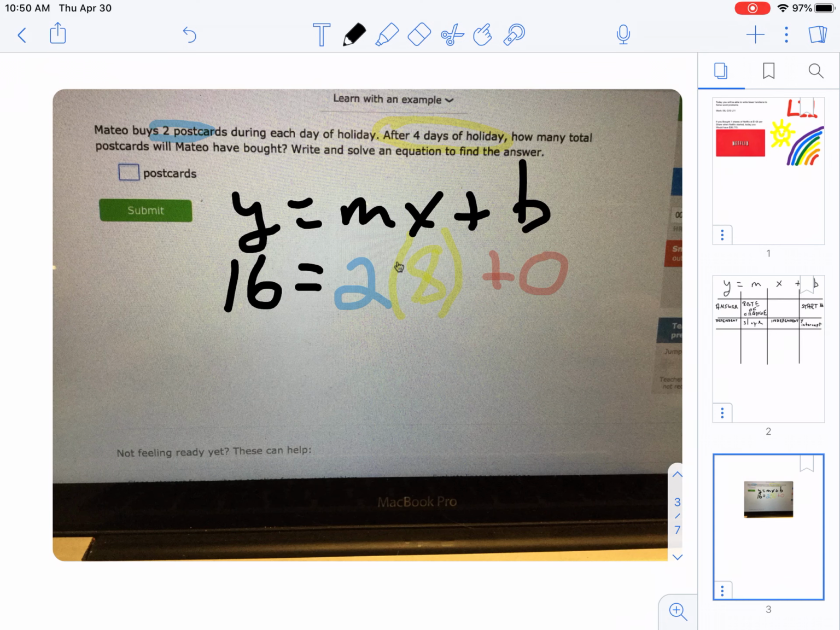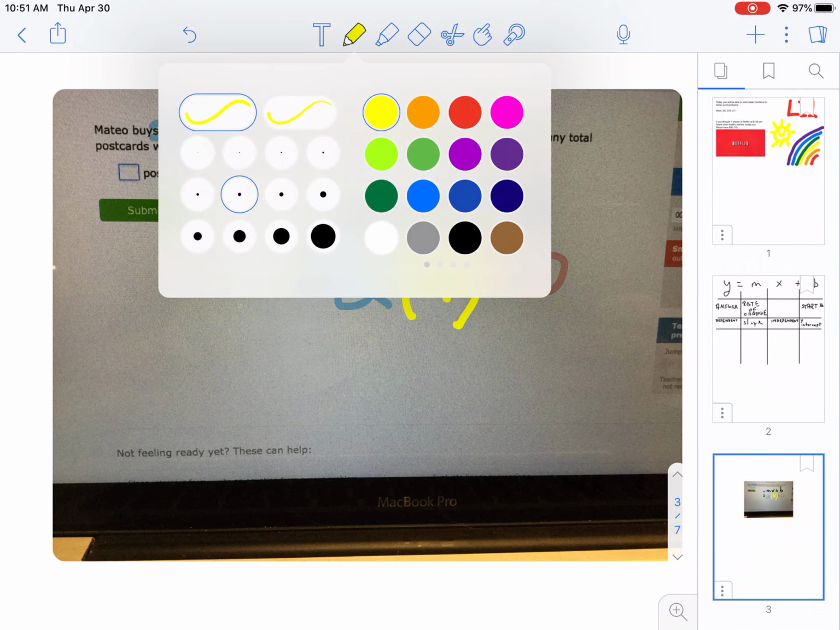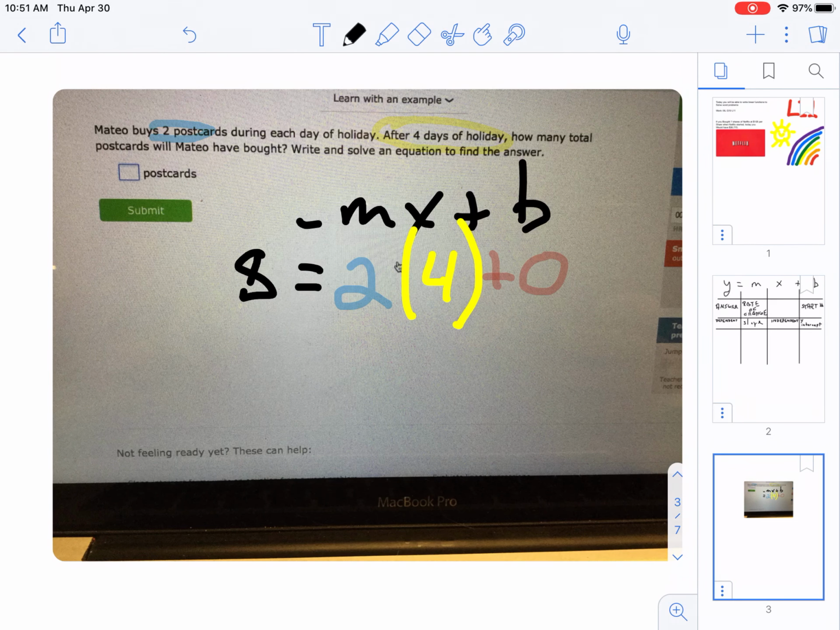So for Mateo, if he buys 2 postcards during each day of the holiday, sorry, I made a mistake. There were 4 days of holidays. Which means that he would have 8 postcards when he was finished his holidays. So he buys 2 postcards, and after 4 days of holidays, he would have 8 postcards altogether.